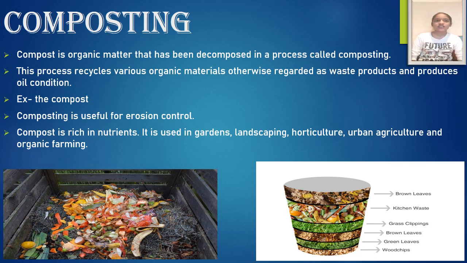Composting. Compost is an organic matter like vegetable peels that has been decomposed in a process called composting. This process recycles various organic materials, otherwise regarded as waste product, and produces soil conditioner. Example: compost. Composting is useful for erosion control. Compost is rich in nutrients. It is used in garden, landscaping, horticulture, urban agriculture, organic farming. If you recycle but don't compost, food scrap probably make up about 25% of your trash. Composting can be a quick way to reduce your waste.